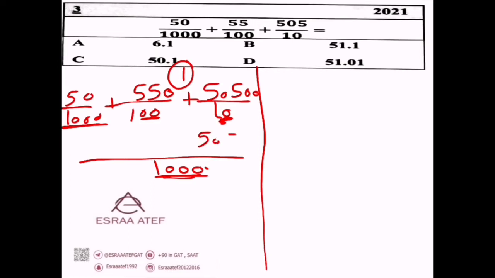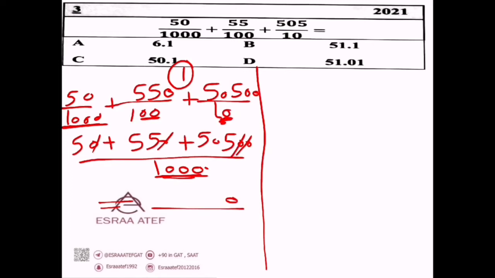So here we have 50,500, here we have 550, and here we have 50. Now we will add them. 0 plus 0 plus 0 will be 0. 0 plus 5 will be 5, 5 plus 5 is 10. 10, we put 0 and carry 1. 1 and 5 is 6, and 6 and 5 is 11. 11, we put 1 and carry 1. 1 and 0 is 1, and 5 will be here. And here it is over 1000.